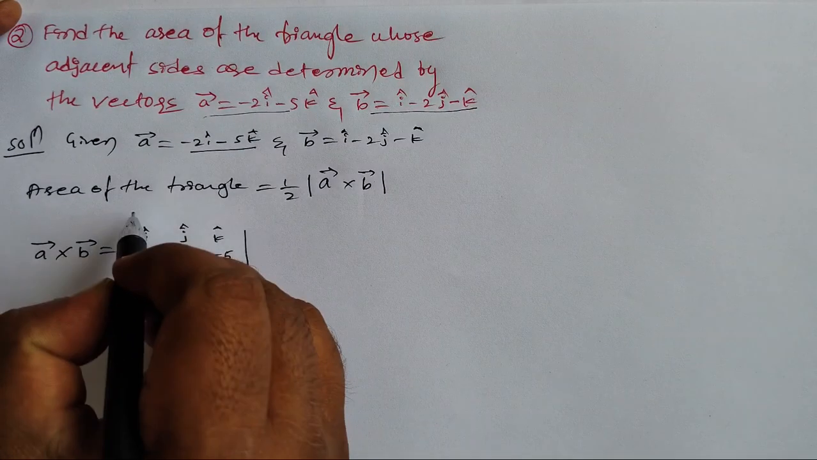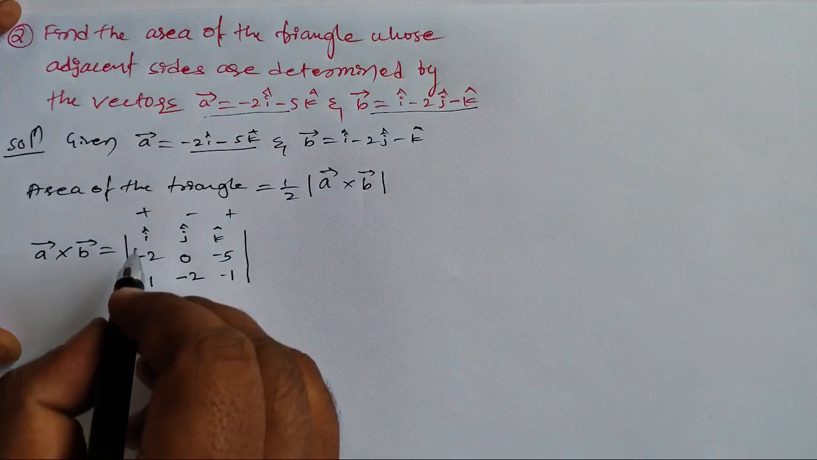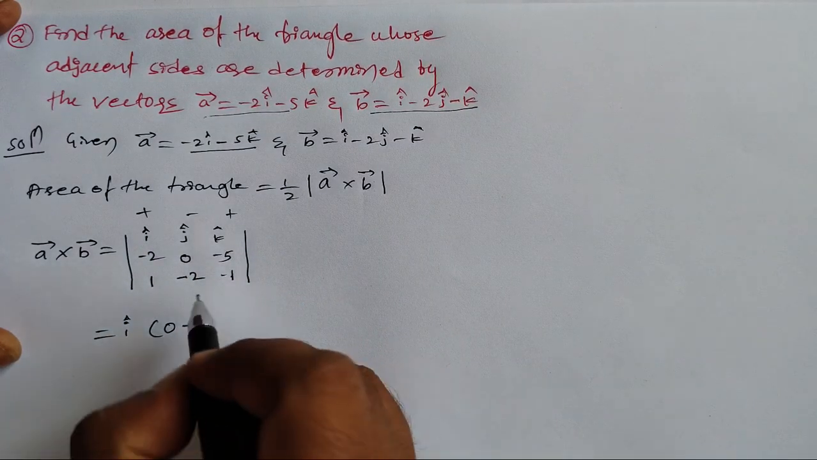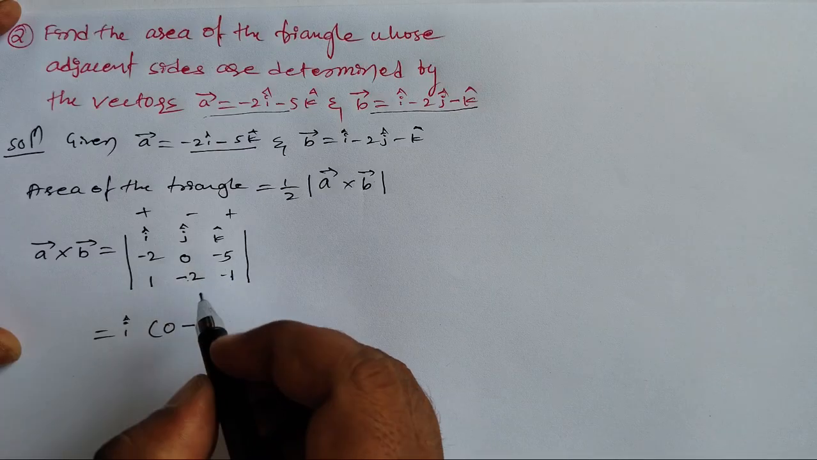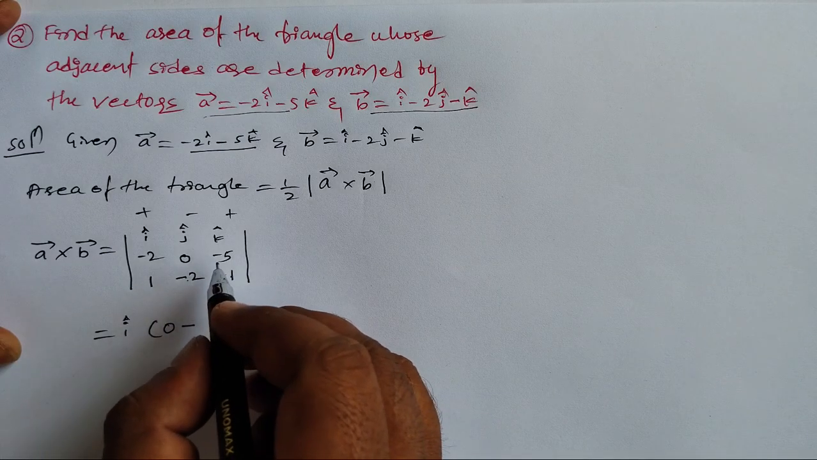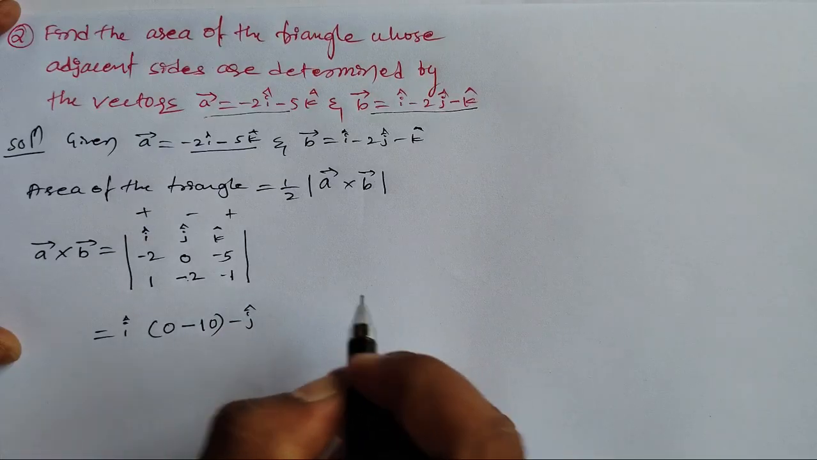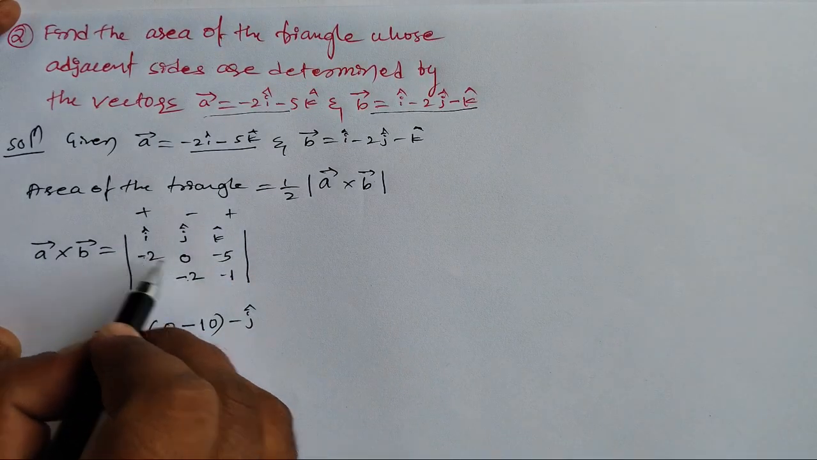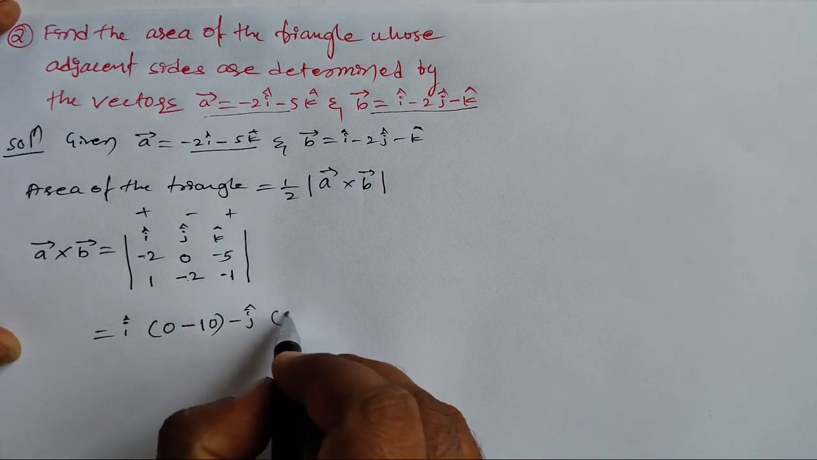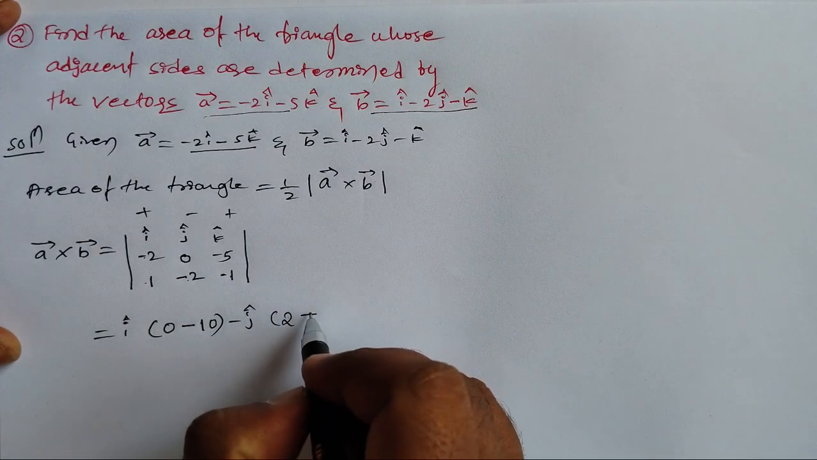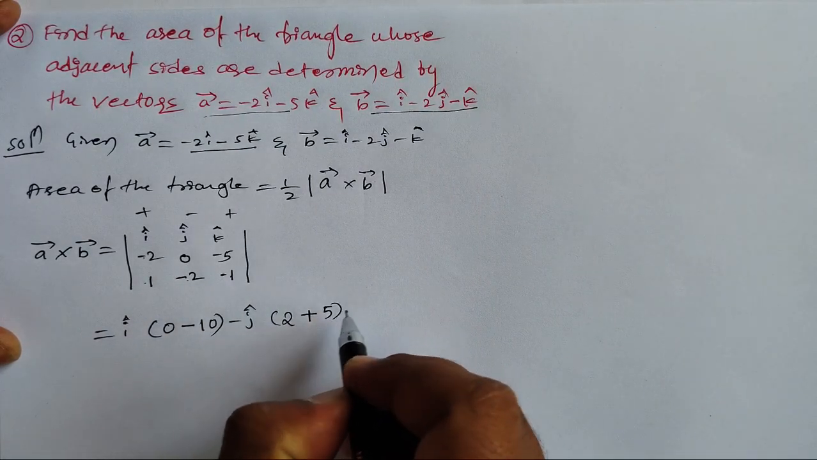So for I, it is plus, minus and plus. This column and this row, 0 into 1 becomes 0 minus minus 2 into minus 5 is minus minus plus, that is plus 10. Okay, right. Next, minus j cap, this column and this row, minus 2 into minus 1 is plus 2 minus first, right, and 1 into minus becomes minus 5, minus what happens, plus 5.